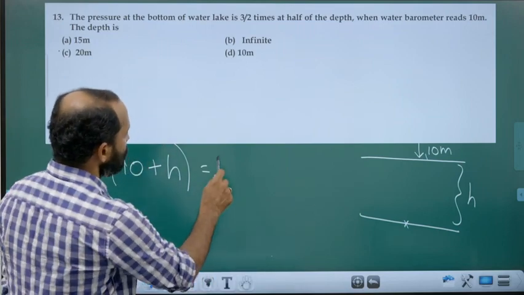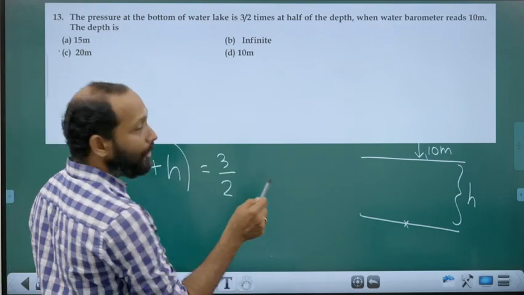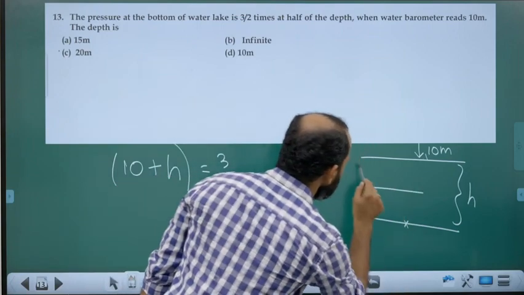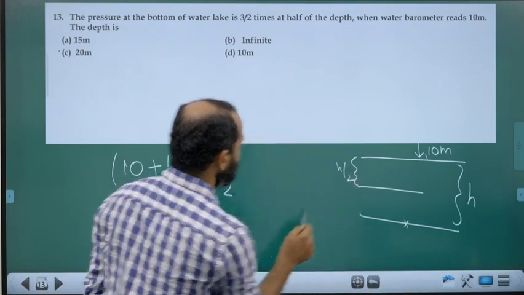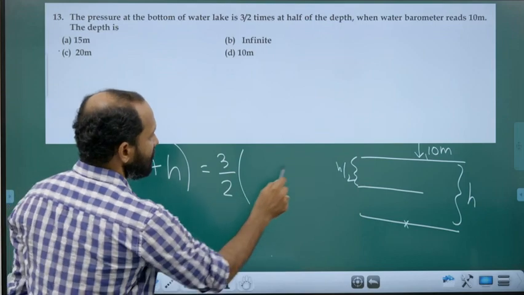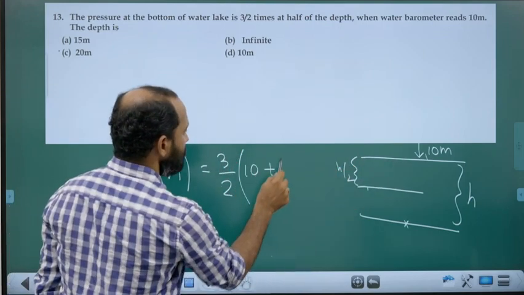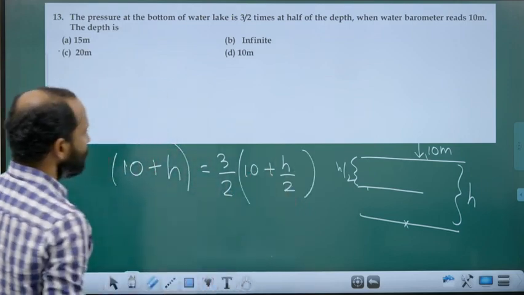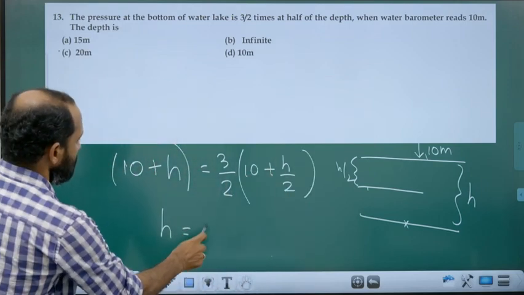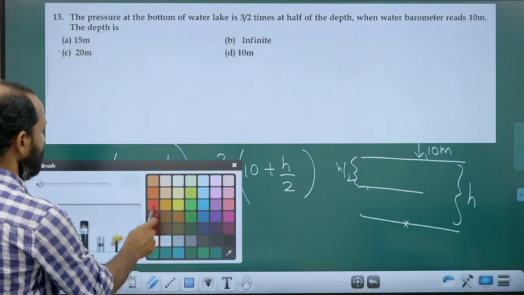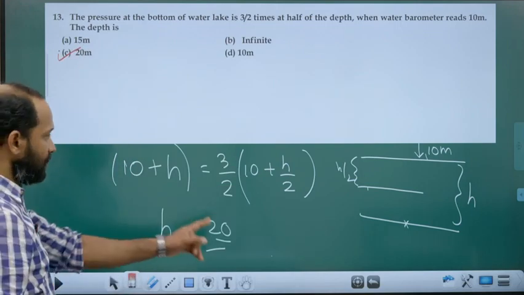Now that is equal to 3 by 2 times the pressure at half of the depth. Half of the depth, the height is h by 2. For half of the depth also, this 10 is appearing there. So 10 plus h by 2. You can find h as 20 meter on calculating. You will get the answer. Please try this calculation.